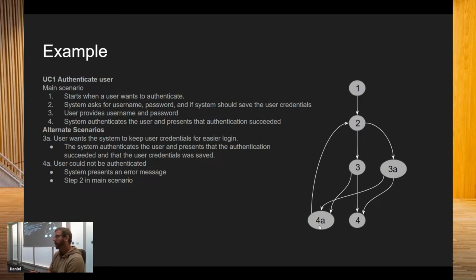So for instance, you could create a console application where this still works. The scenario starts when the user wants to authenticate. Perhaps this happens when you start the application, so just to start the console application, you need to log in directly. And then the system asks for username, password, and if the system should save the user credentials, it's just text. In 3, you need to write your username, and then after that, as a second thing, write your password. And then we are progressing to 4A and 4 and 4A.